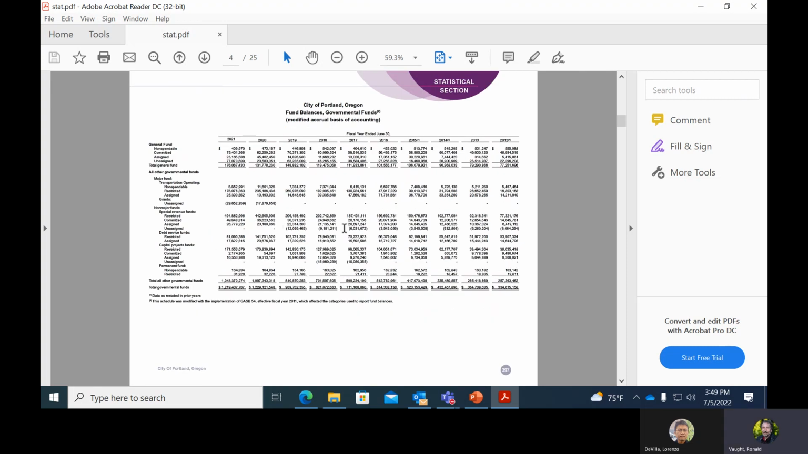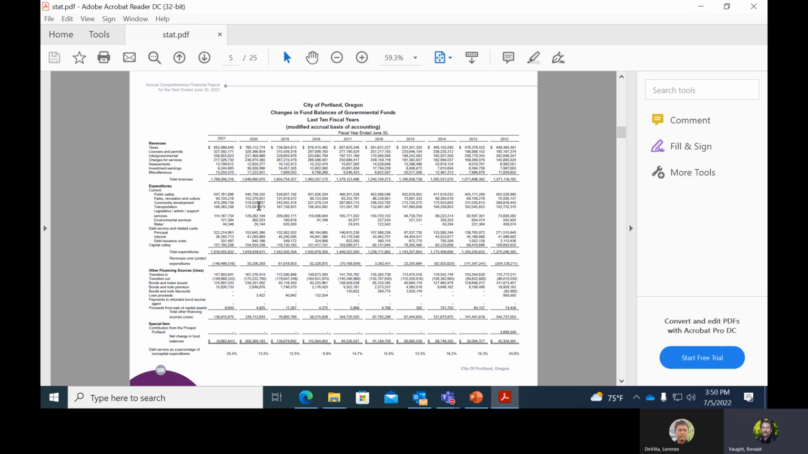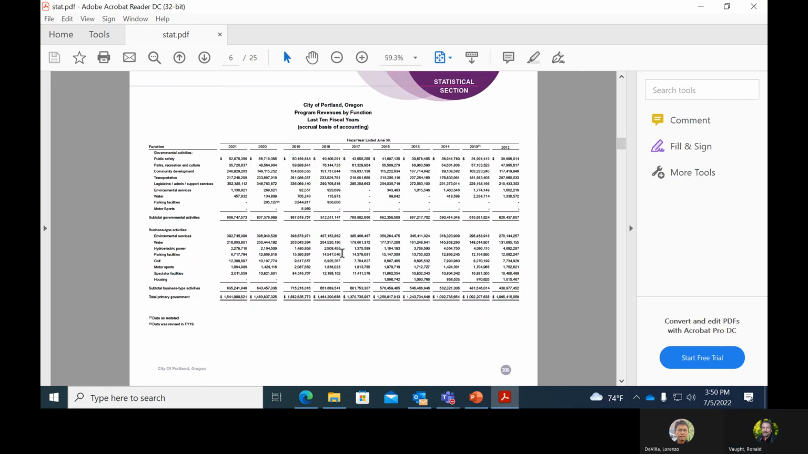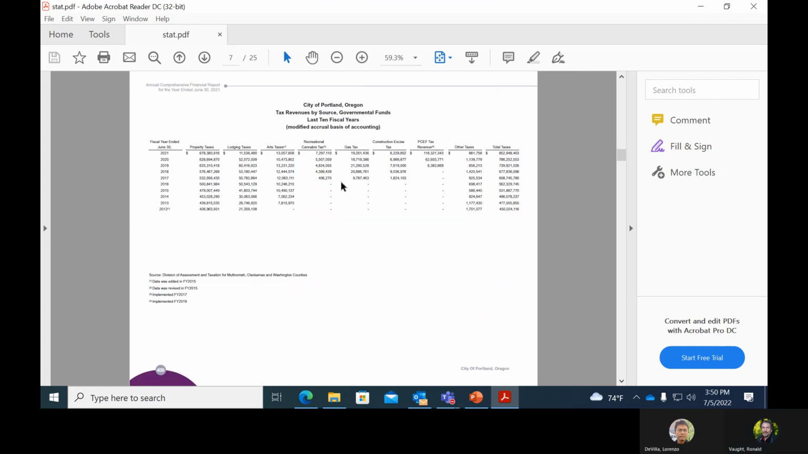And then this is fund balances for governmental funds. So we talk about that, and then what were the changes in the governmental fund balances. And then we break out, this is going back to government-wide, we're talking about program revenues by function. And then we're into revenue capacity.